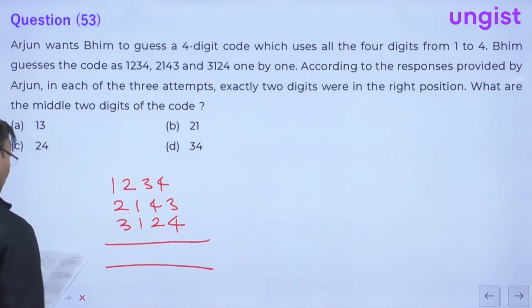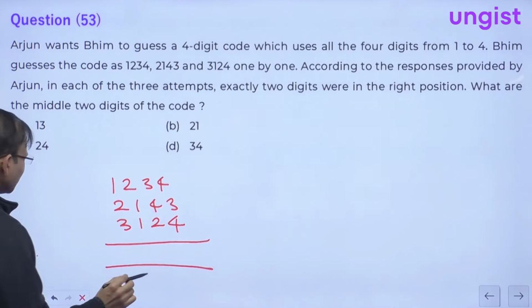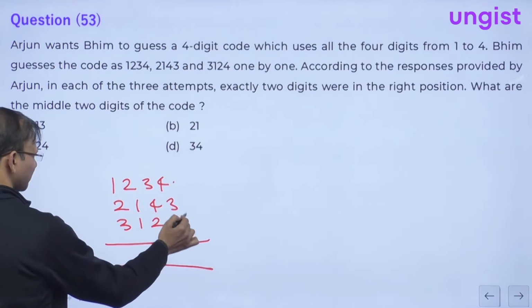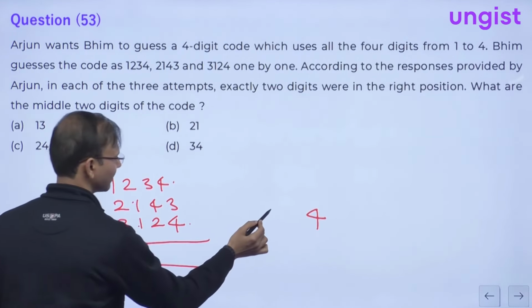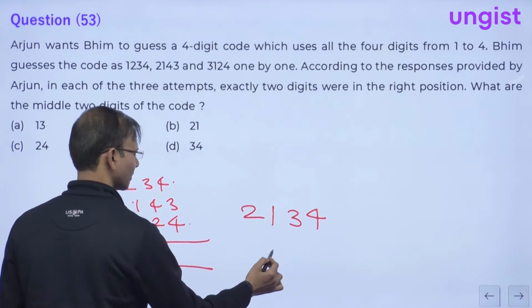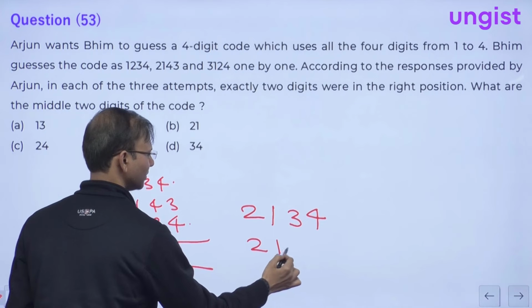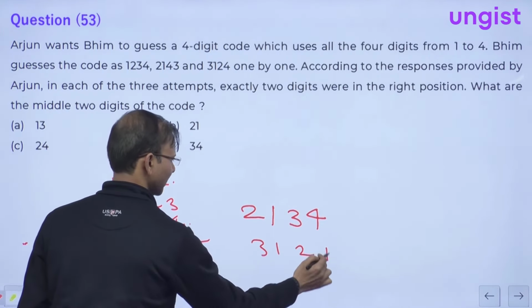Right, everybody? So Bhim guesses these 3 numbers. Arjun responded that in all the 3 attempts, exactly 2 digits were in the right position. So 4 and 1. 1 must be the second, right? So it can be 2, 1, 3, 4, or it can be 3, 1, 2, 4.